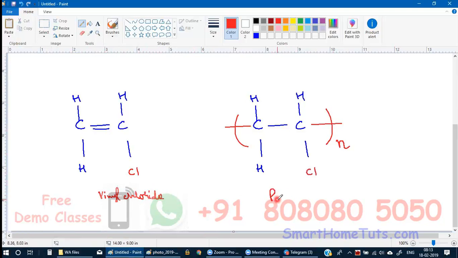Polychloroethane. This is going to become polyvinyl chloride, or we can say PVC. The commonly used name is PVC, polyvinyl chloride, and I've given you all the uses of those, the pipes and all those pictures.